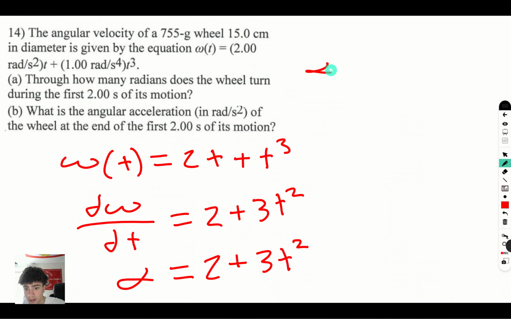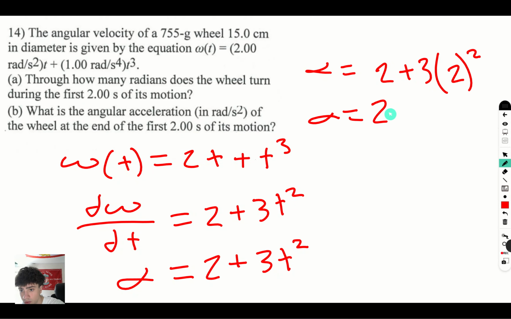And our final step is to plug in t is equal to 2 seconds again. We'll get alpha is equal to 2 plus 3 times 2 squared, which is going to be 2 plus 12, which will give us 14, and the units for this will be radians per second squared.